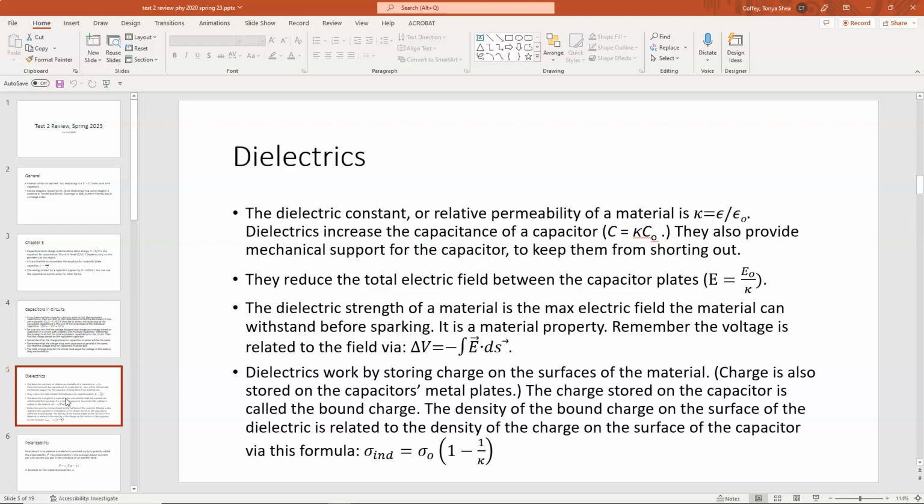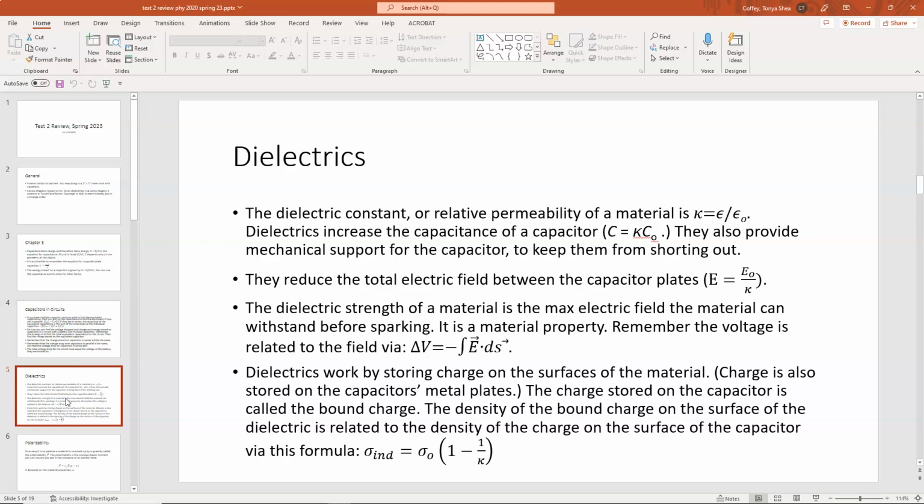So the electric field between the plates of a capacitor that has a dielectric is going to equal what the electric field would be without that dielectric, E naught, divided by kappa. Also remember, we defined something called the dielectric strength of the material. We had a homework question on that. And the dielectric strength of the material is the max electric field the material can withstand before breakdown, okay?